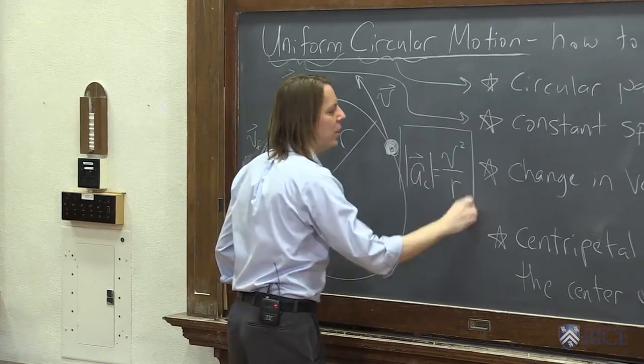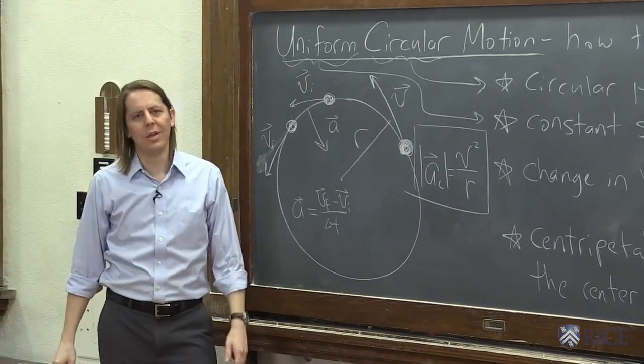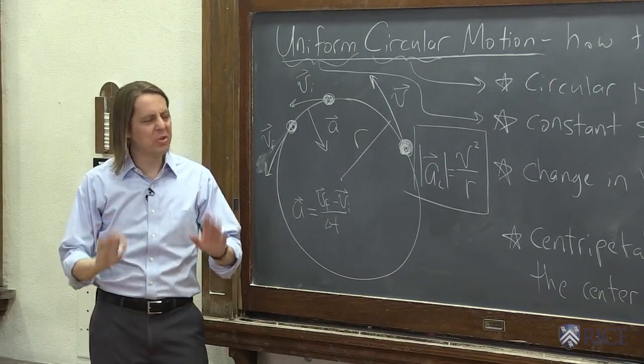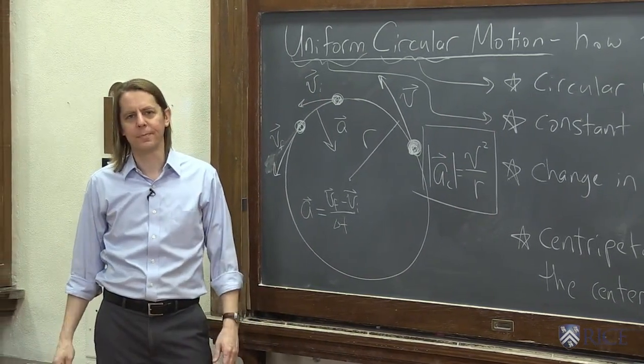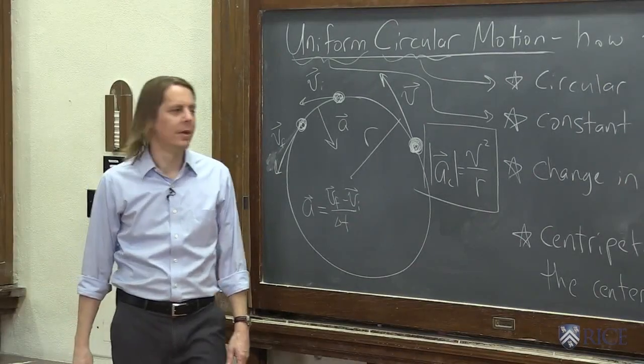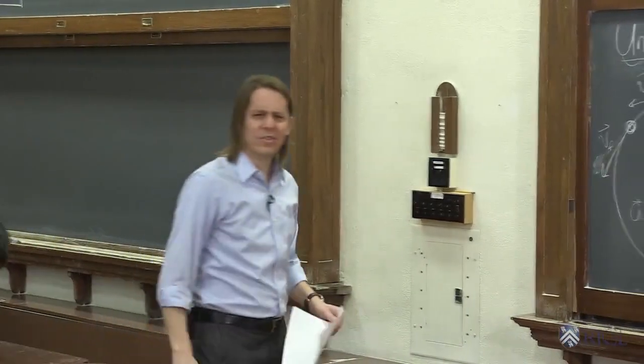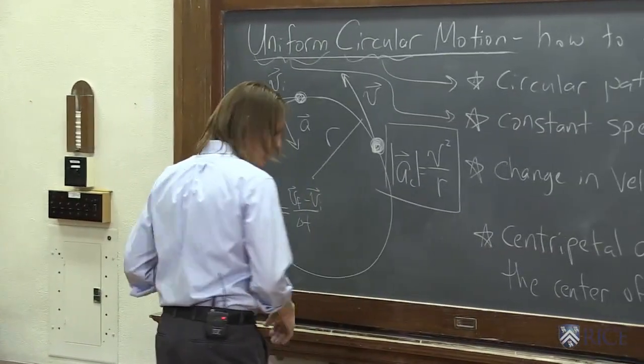And you probably want to know where that comes from. And I'm just not going to tell you. It's too complicated and not worth it and weird and confusing. So just trust me, it's v squared over r. You really got to know? Okay, here's how you can get it. It's very complicated. It's very unsatisfying. But let me show you how we can do it.